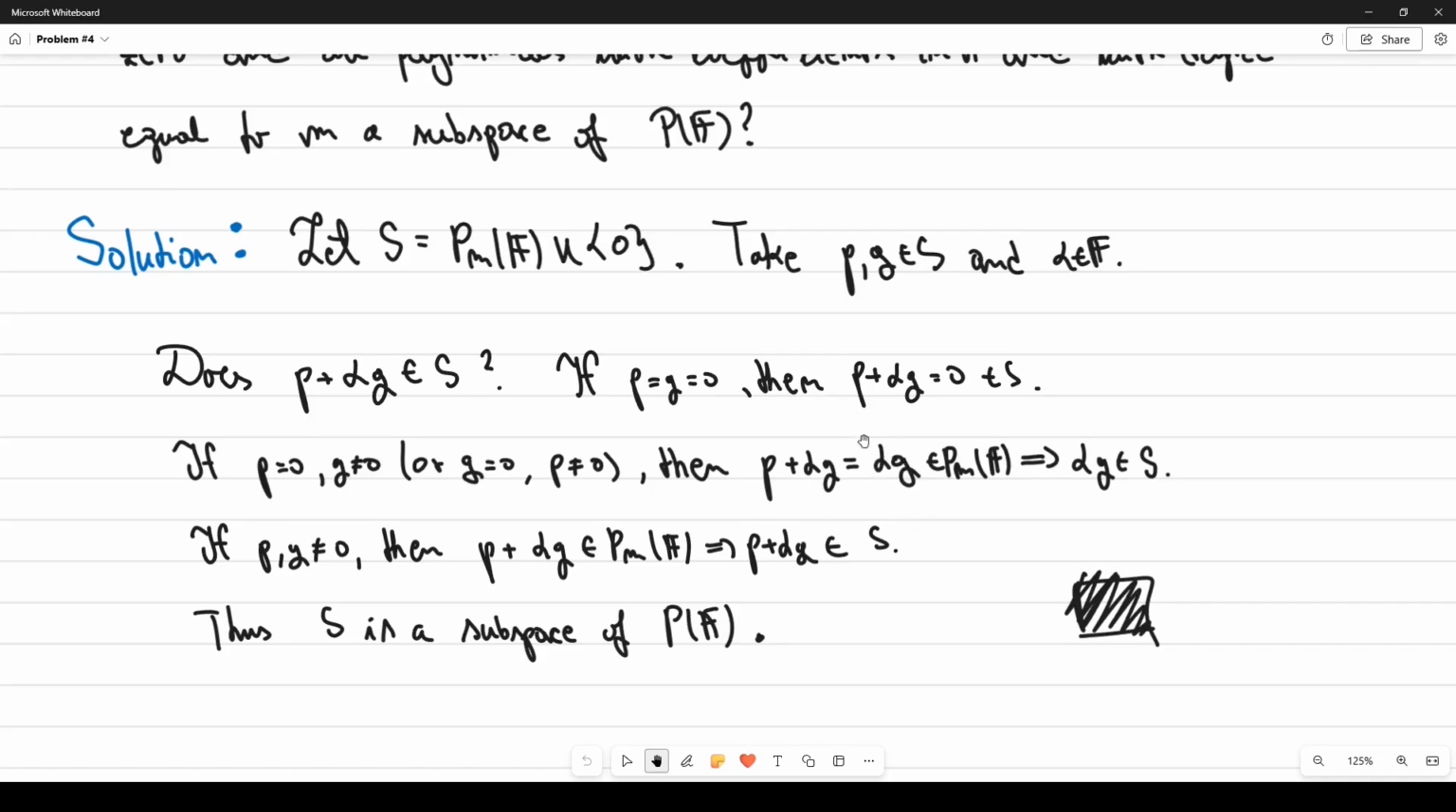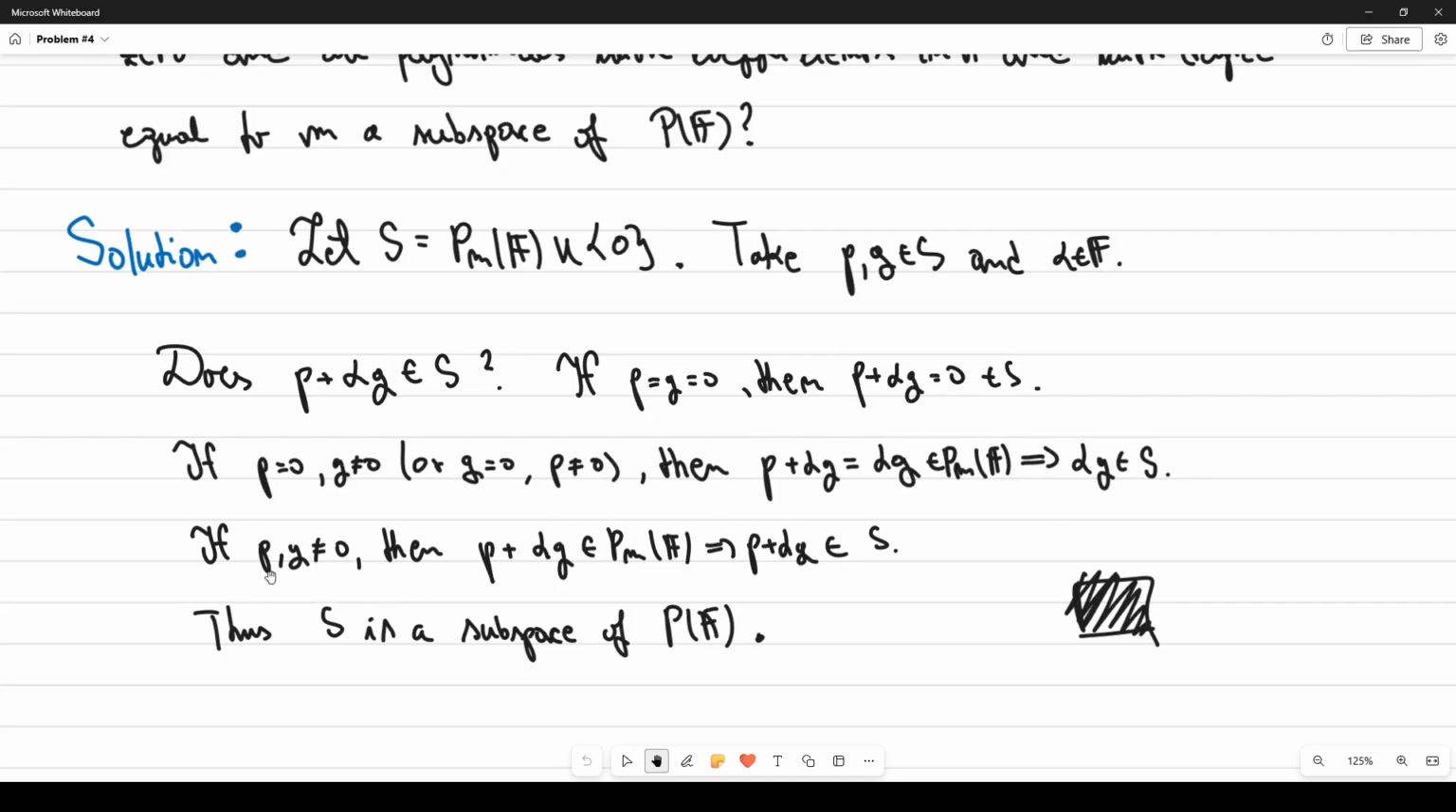And now if alpha is equal to 0, well then this would be equal to 0 and 0 belongs to S. And if alpha is different from 0, then we again just get that this is a polynomial of degree m, so it would also belong to S.